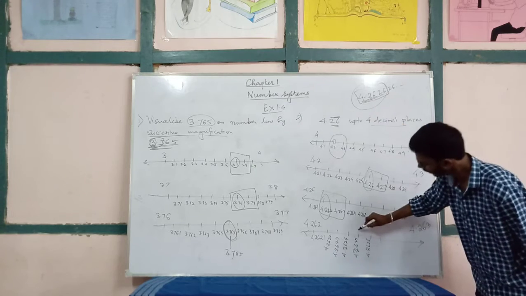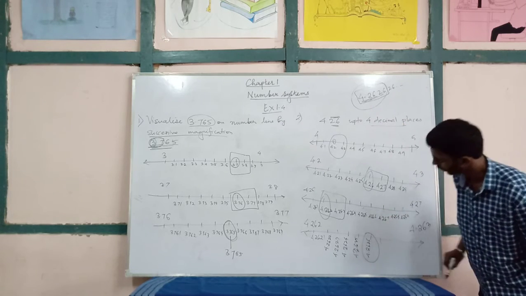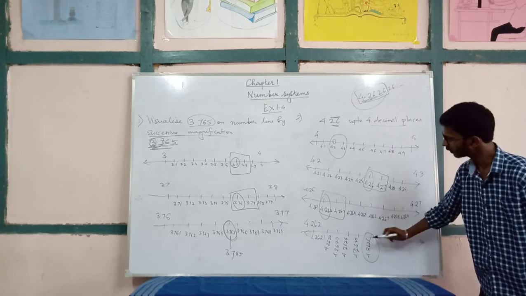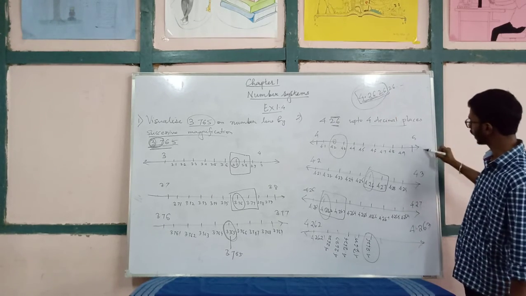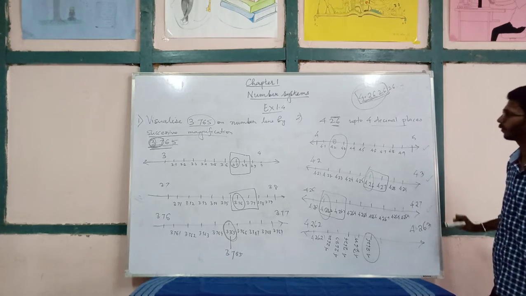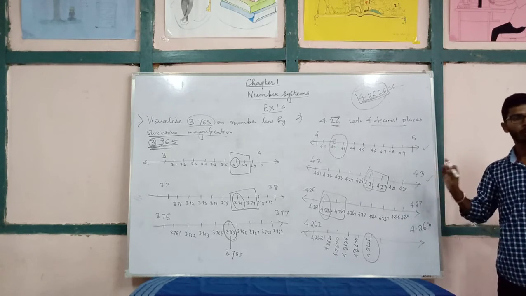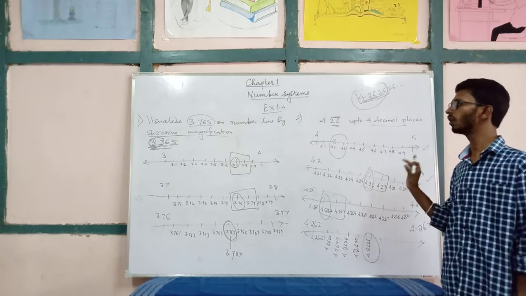So our answer will be this point on the number line, 4.2626. As you can see, after the decimal there are 4 digits: 1, 2, 3 and 4. In this manner we can plot any such number on a number line.